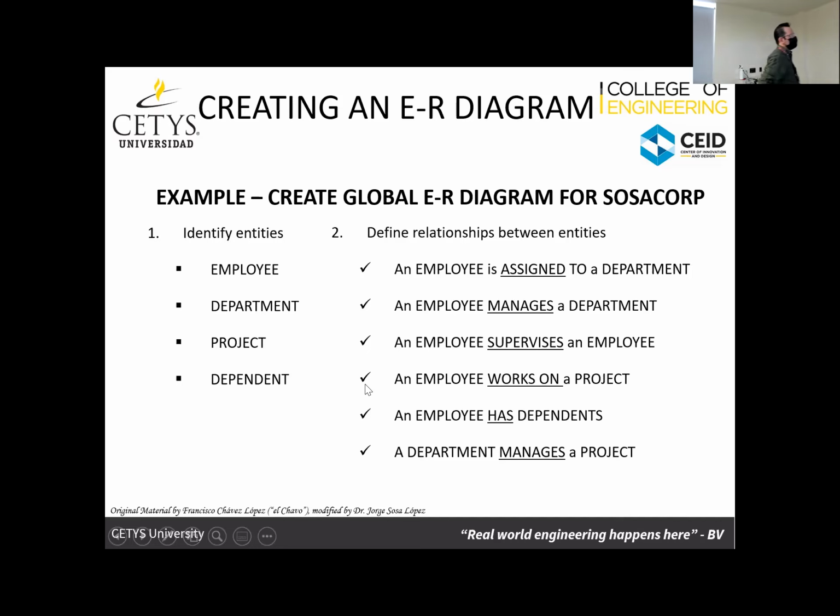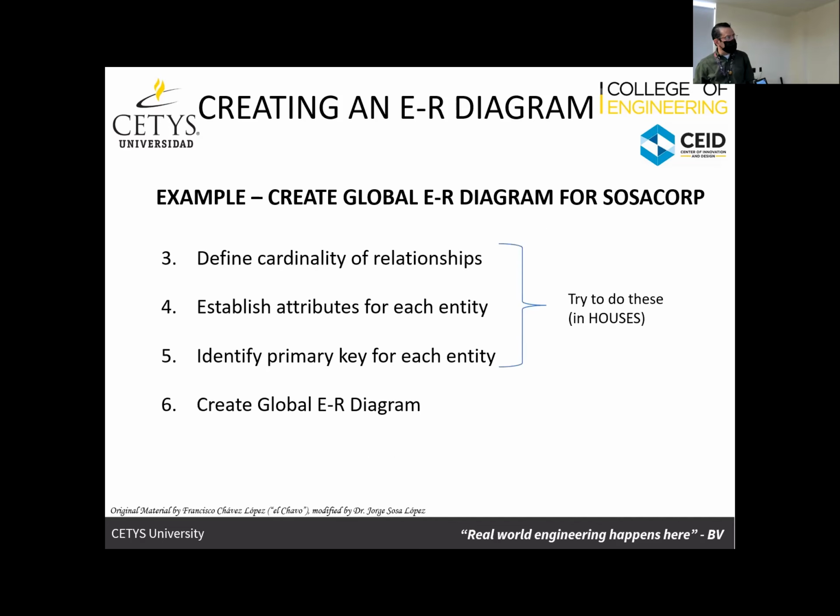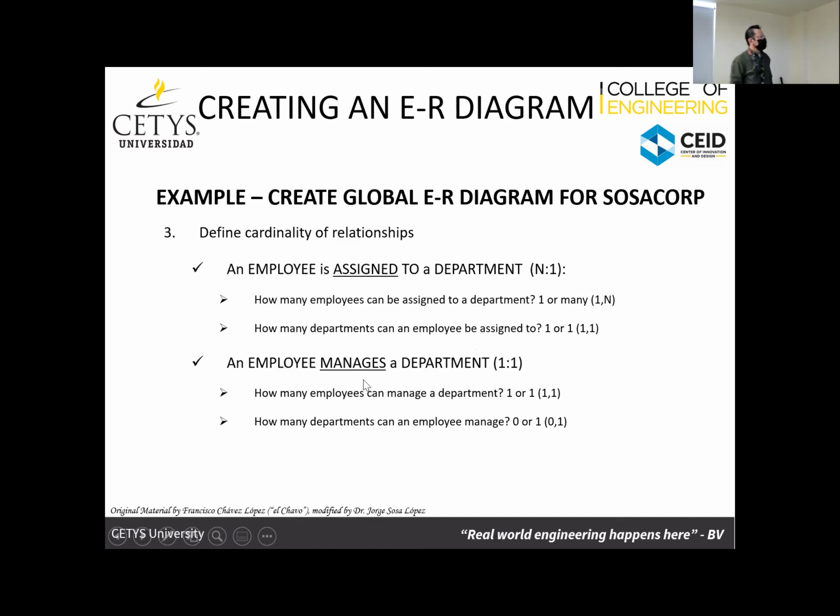Let's do the rest of what we've talked about up to this point, which is identify the cardinalities, identify the attributes, and the primary key. And so we're going to do these. I said that we're going to do these in class, but we're going to go through them here. Because you guys are actually going to do some exercises, or we're going to do some more examples, and go deeper on these examples later on.